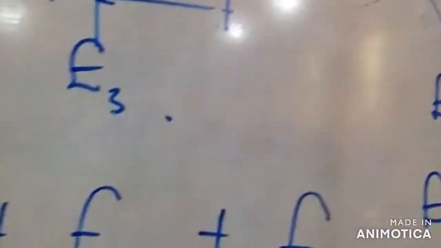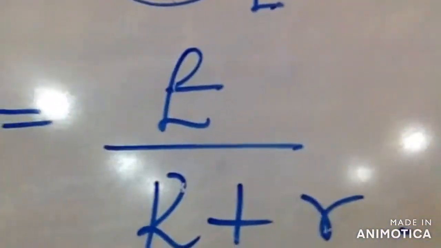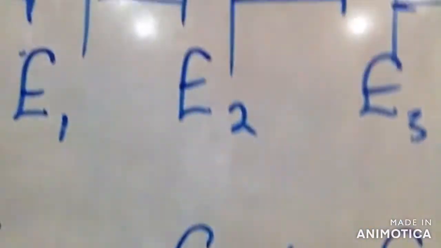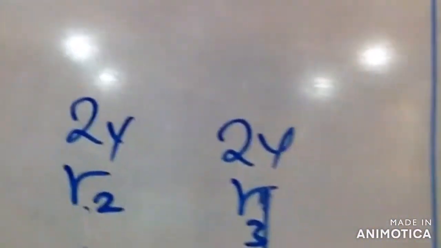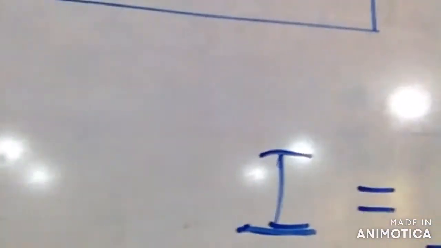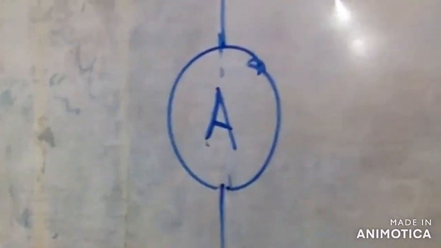When I'm done with these sums, I will come back to this formula to find the current flowing in the circuit. Remember that the formula is current equals E total, because here I've added all the EMFs in the circuit, so total EMF divided by total external resistance plus total internal resistance. This is what you will use to find the current flowing in this type of circuit where you have multiple components.